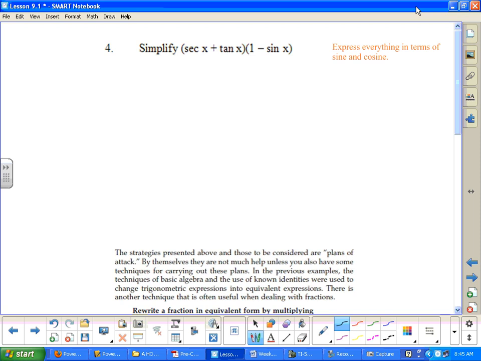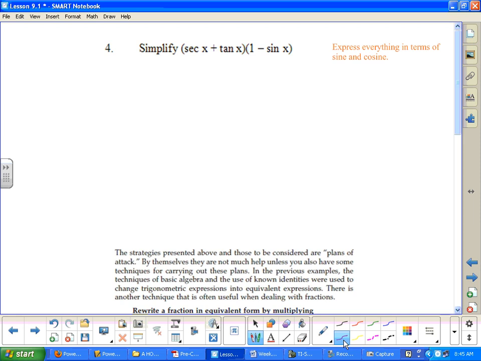Now, if the 1 minus sine of x had either tangent or secant in it, then it might be more beneficial to multiply first before you change them. And you can actually do it either way. It just kind of depends on what mood you're in and where you want to go. Because like I said, you can always start different spots.